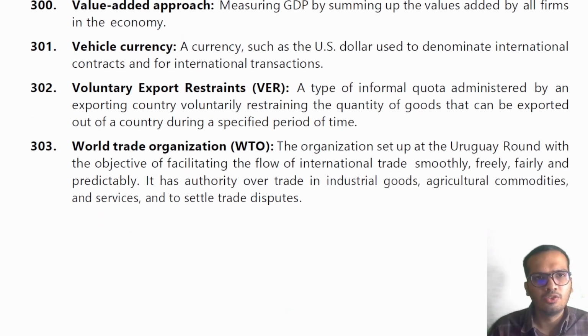Then we have number 302, voluntary export restraints, VER. So it's a type of informal quota administered by exporting countries voluntarily restricting the quantity of goods that can be exported out of a country during a specific period of time.